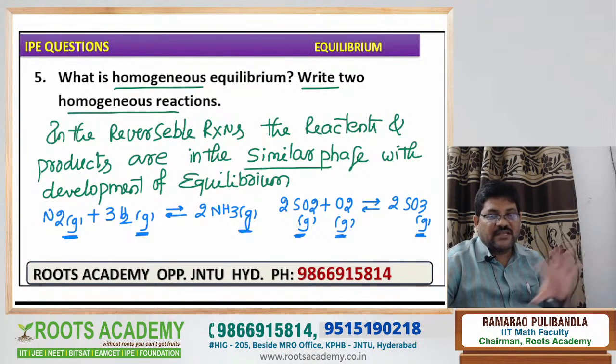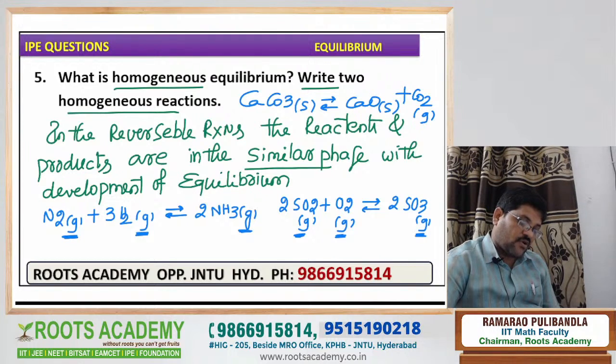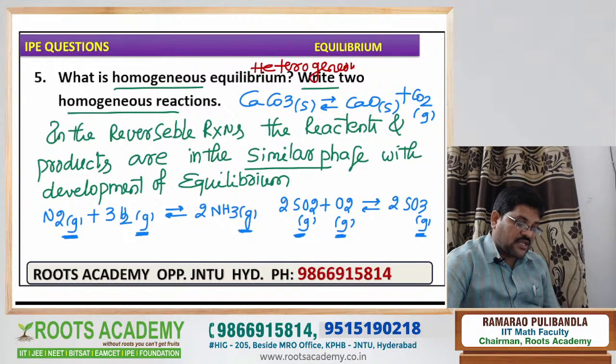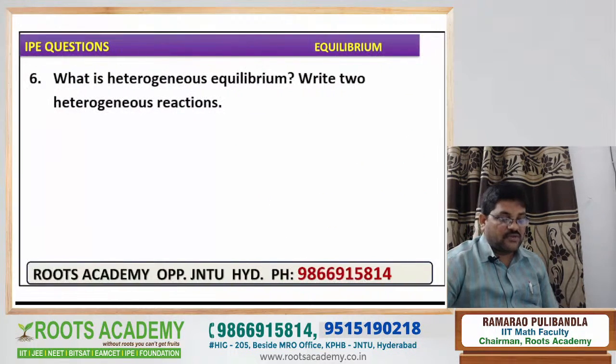If reactants and products are in different phases, that is called heterogeneous equilibrium. For example of heterogeneous equilibrium, CaCO3 solid on heating in a closed vessel, you get CaO solid plus CO2 gas. This is the example of heterogeneous equilibrium. How do we know? Simple. CaCO3 is in the solid state, CaO is in the solid state, but CO2 is a gas. Different phases are there. That's why it is an example of heterogeneous equilibrium.